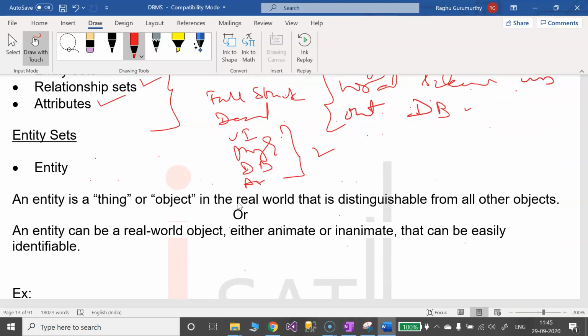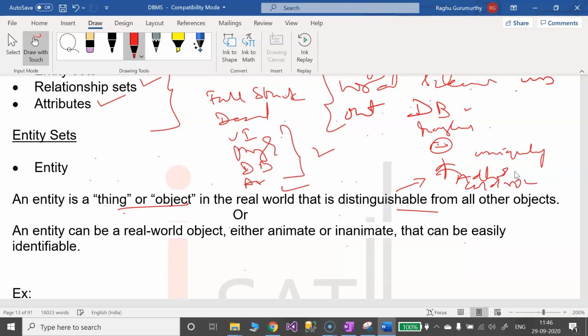So we need to discuss what exactly entity and entity sets mean. Entity is nothing but a thing or an object in the real world. Real world is nothing but our surrounding world. That is distinguishable from all other objects. I mean to say we can identify the object uniquely. For example, Raghu is the object. We can identify Raghu through his Aadhaar card number.